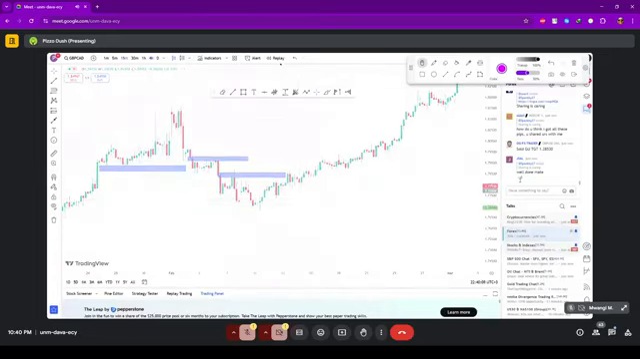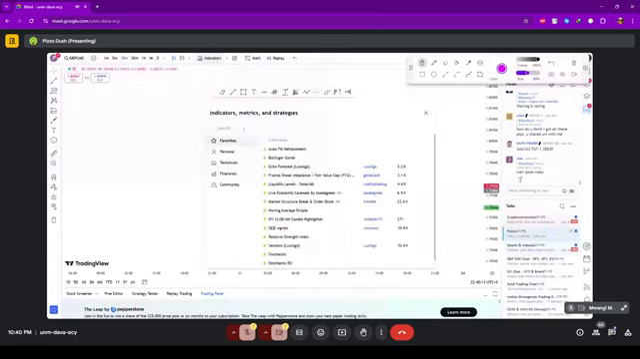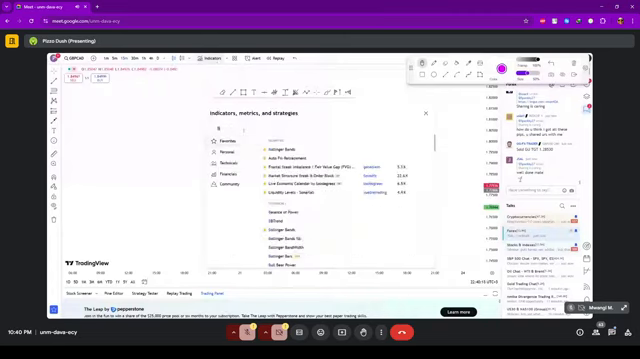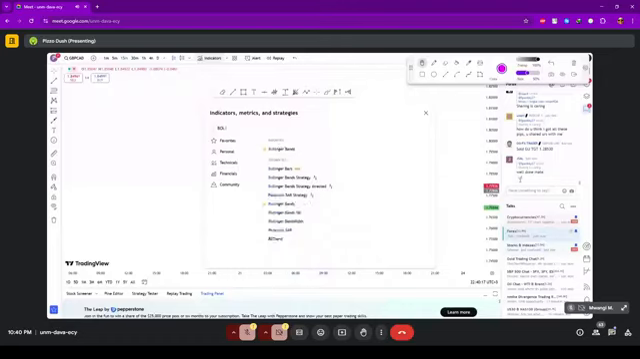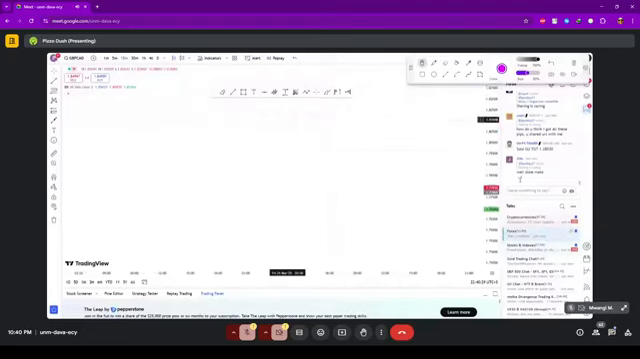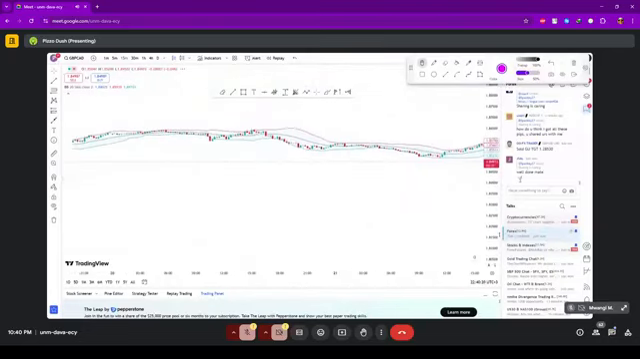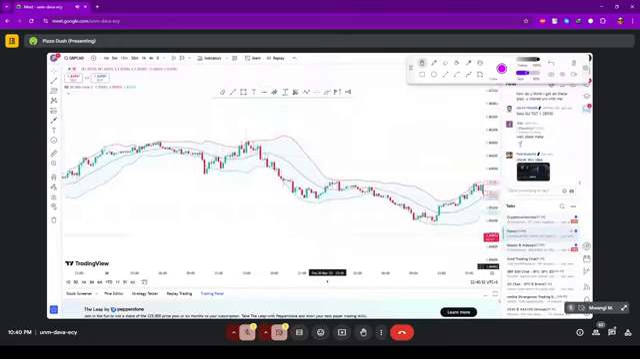Now in indicators, search for the indicator called Bollinger Bands. Don't use a single L, if you use a single L it will still show up. So make sure you use double L, Bollinger Bands. Select the first one with lots of stories like that. It has settings, but make sure you use the default settings. Don't interfere with the settings.